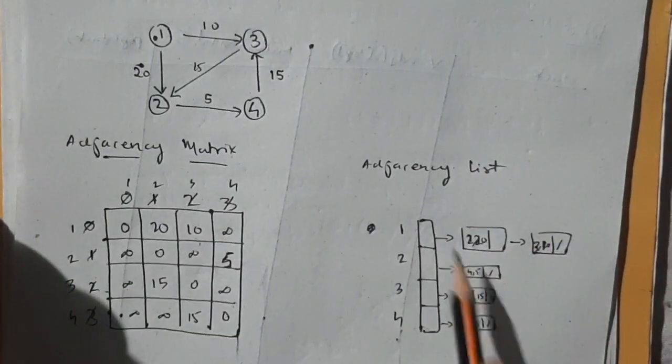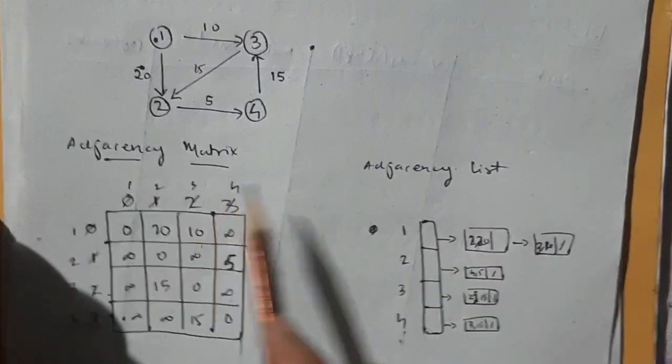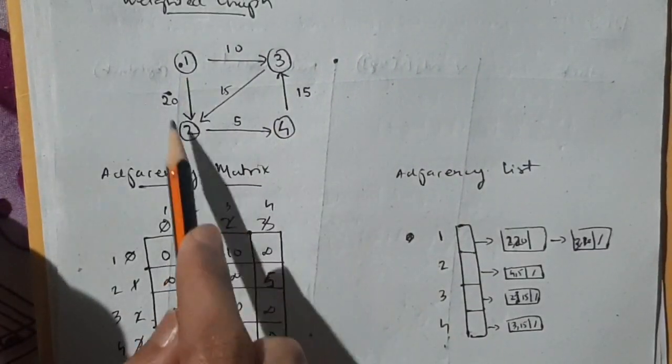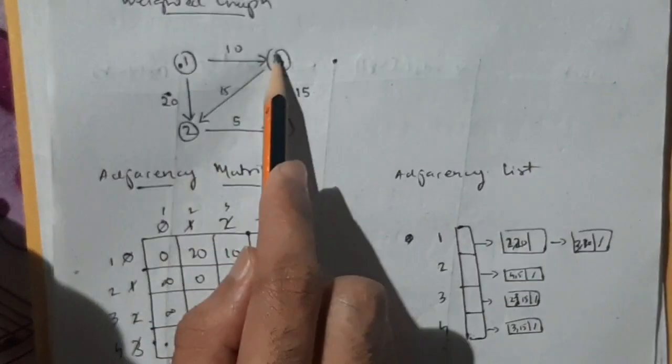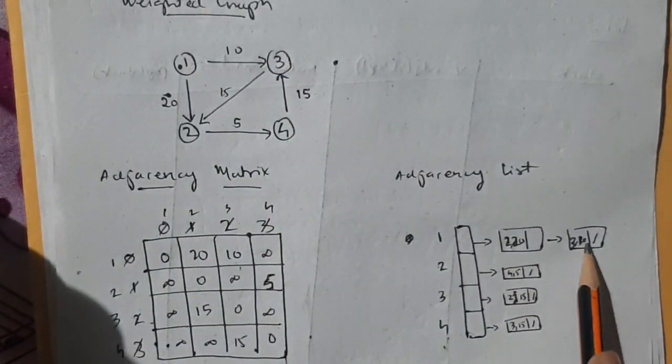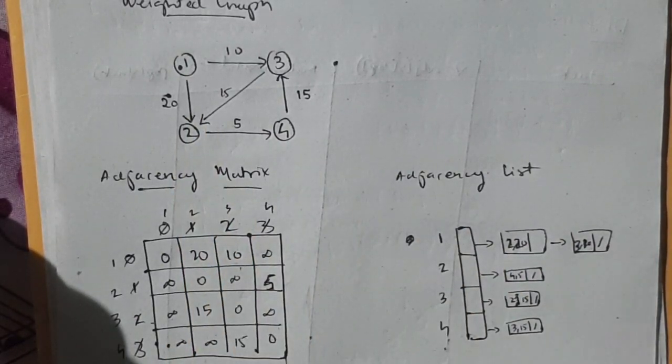Okay, now the adjacency list will also be the same. Write the nodes here 1 2 3 4, and suppose 1 has a connection with 2, right? So what you will write here: 2 comma 20. It also has a connection with 3, right? So you will write 3 comma 10. Like that you will do for the whole graph, and this completes the representation of a graph.